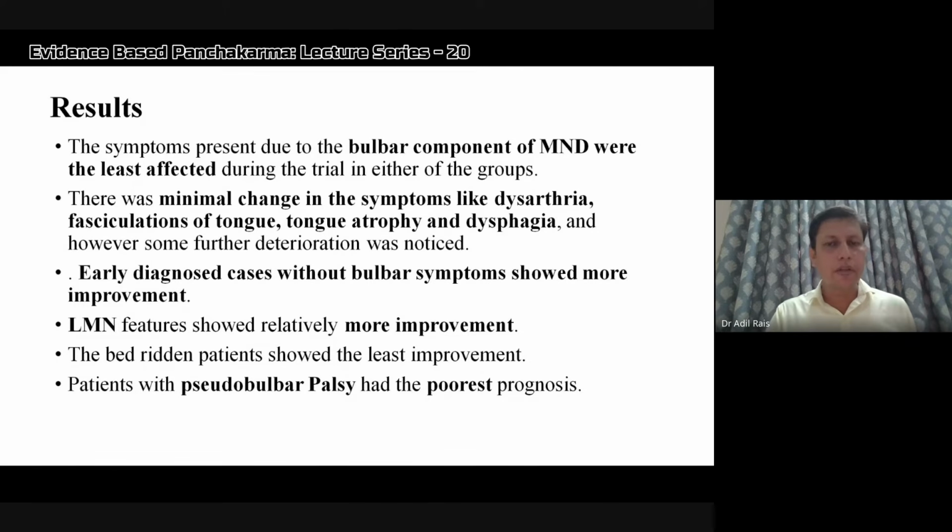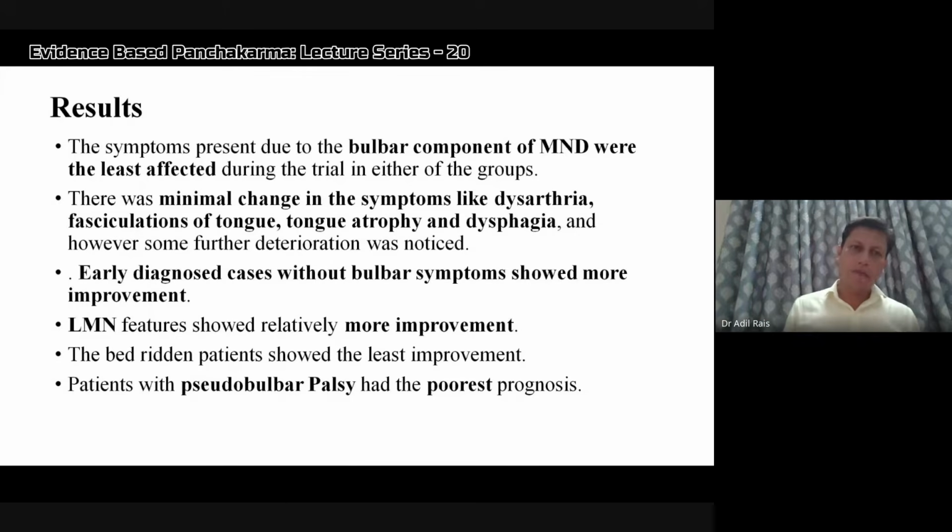However, some further deterioration was also noticed in the upper motor neuron features, especially in the bulbar component of the disease. Early diagnosed cases, with recent diagnosis and without bulbar symptoms, showed more improvement. The lower motor neuron features also showed relatively more improvement. The bedridden patients showed the least improvement, and the patients with pseudobulbar palsy, those who had emotional lability and emotional incontinence, had the poorest prognosis.